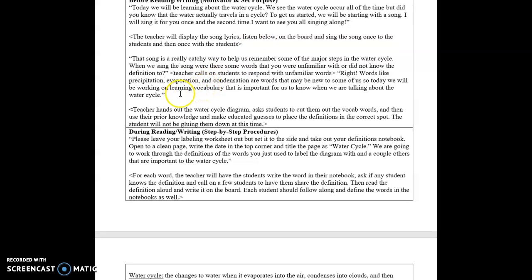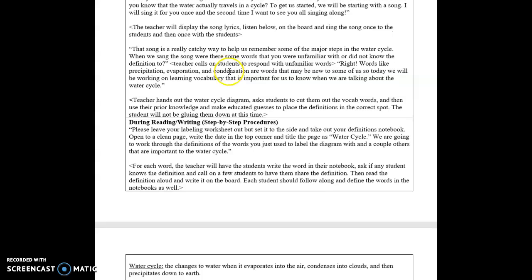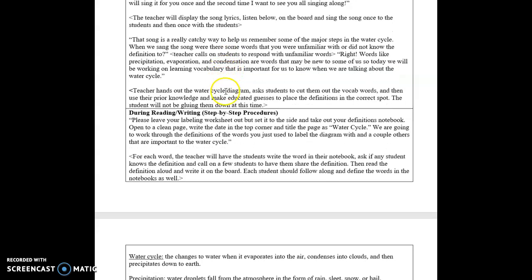And then I would say that I won't read this word for word, but I would say that there were words in the song that may have been unfamiliar to us, and ask students what those words were, such as precipitation, evaporation, and condensation, and how they might be new to us, and so how we are going to define those before we start learning more about the water cycle. I would then have the teacher hand out the water cycle diagram, which I will show at the end, and ask students to cut out the words at the bottom and use their prior knowledge and make educated guesses to place the definitions in the correct spot.